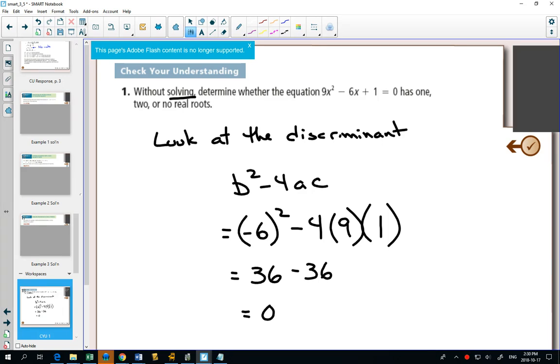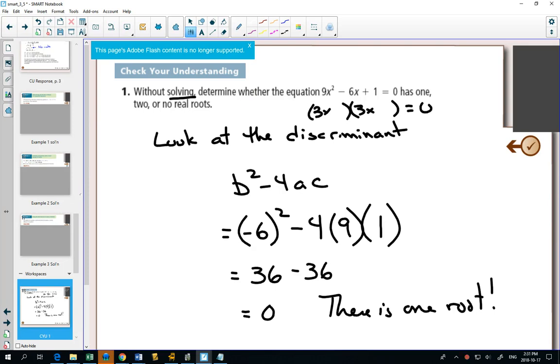What does that mean? There's one root. It also means that you could factor this. And if you could factor it and there's only one root, it means that both factors have to be the same. If they both have to be the same, 3x and x, 1 and 1, minus and minus, that makes factoring a lot quicker.